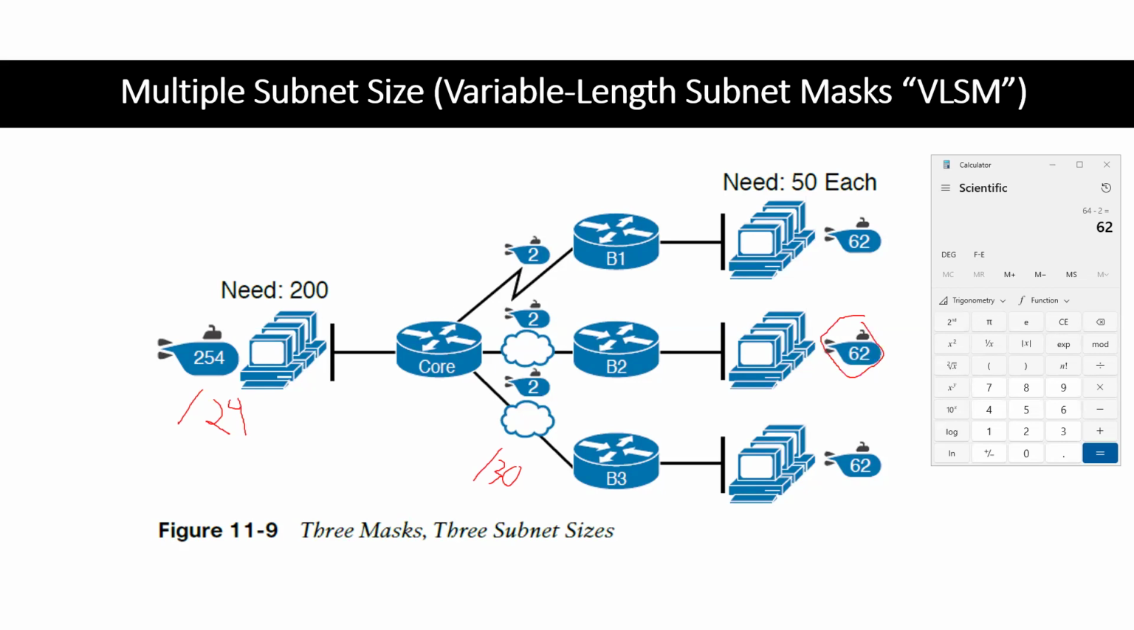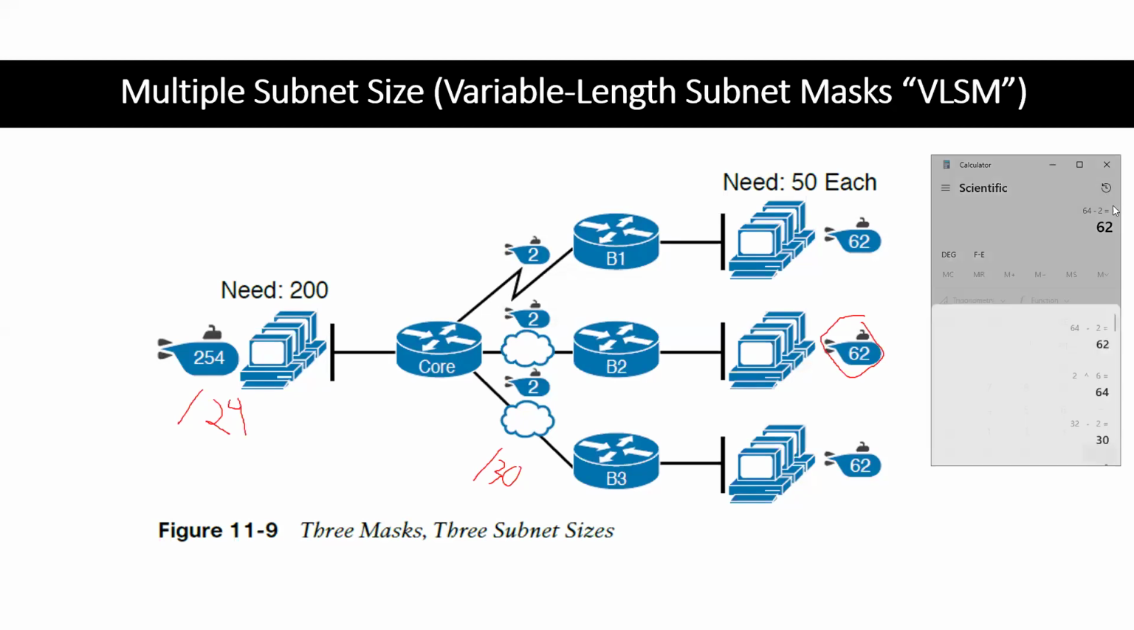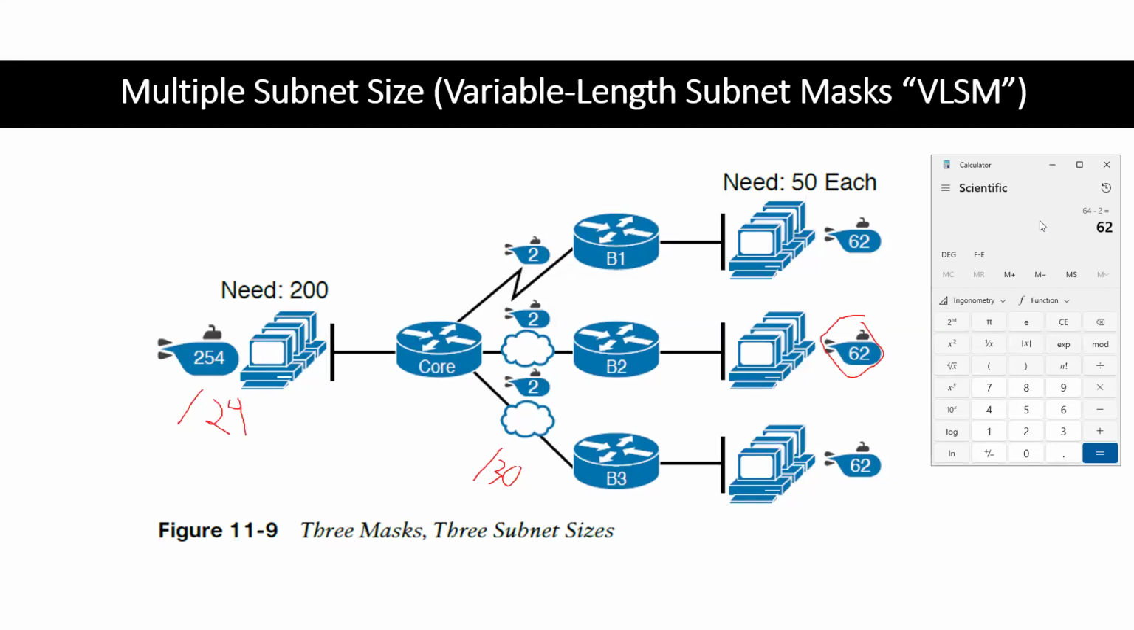Okay, and so if we do that again and look at that, that was 2 to the power of 6, so that means it was 6 host bits. So 6 zeros from right to left. If we do that, how much do we have left? We have 2 host bits left within the subnet mask. So that means the CIDR notation is going to be a slash 26.